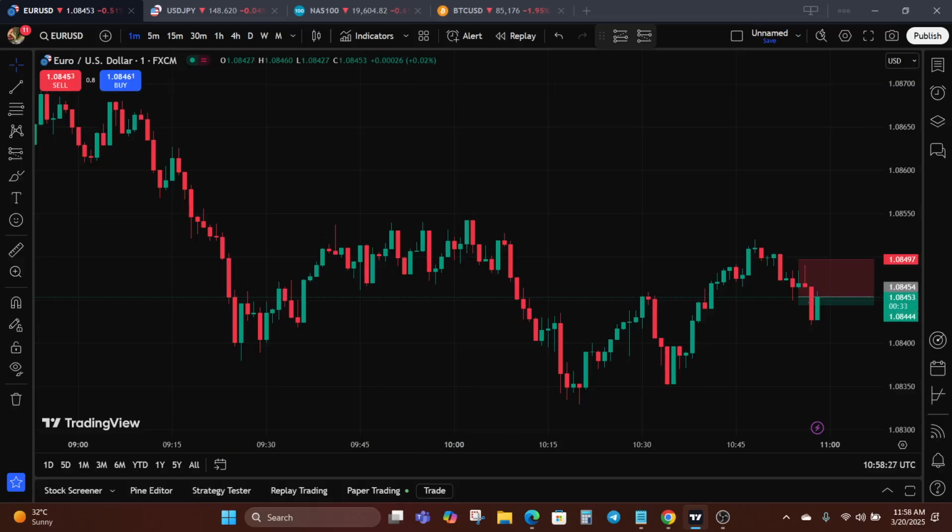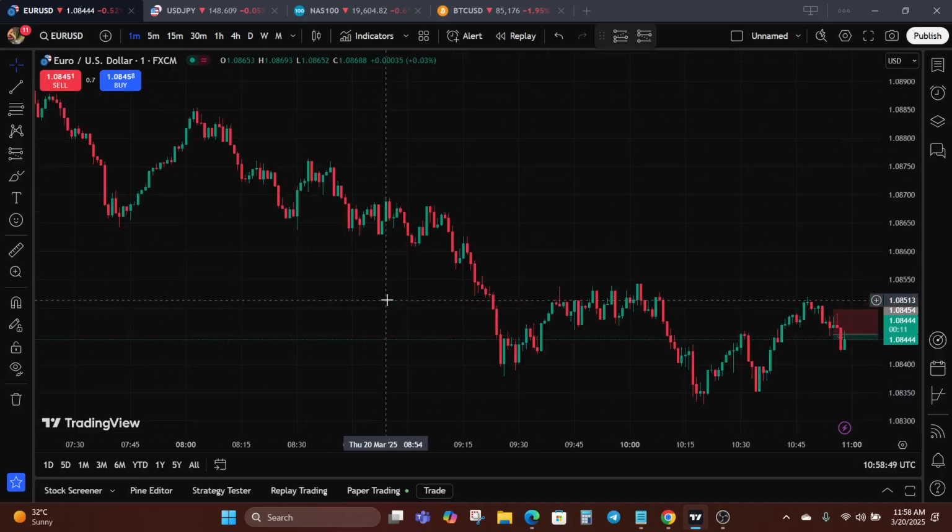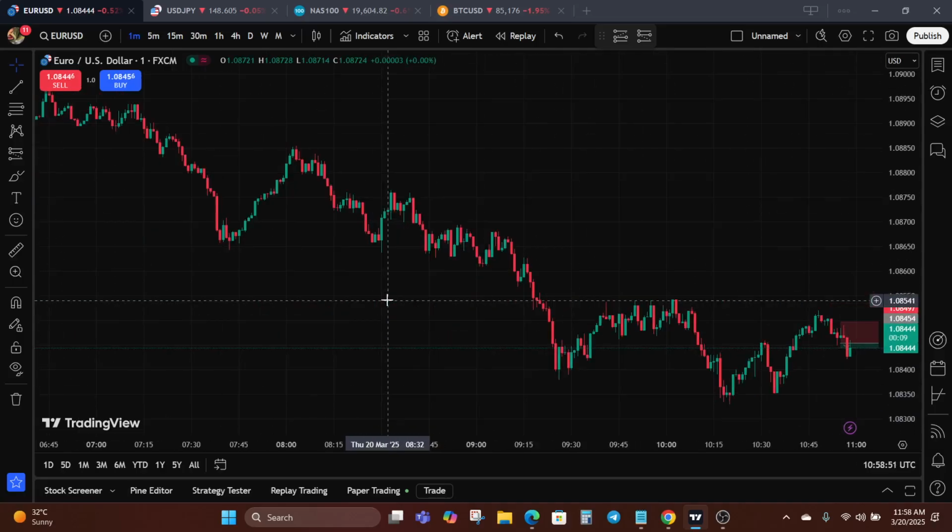Okay, so you've got information about brokers, you understand currency pairs, and now how do you actually trade? So here are two basic strategies that beginners can start with. First of all, you can start with trend trading. For trend trading, you simply trade in the direction of the trend.